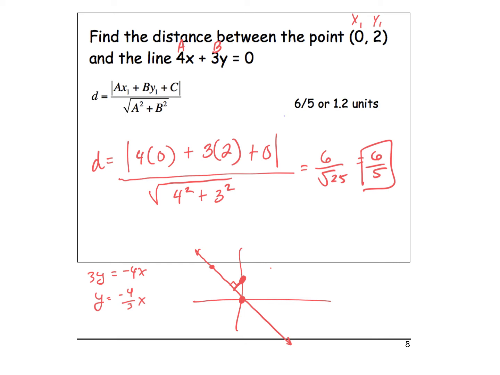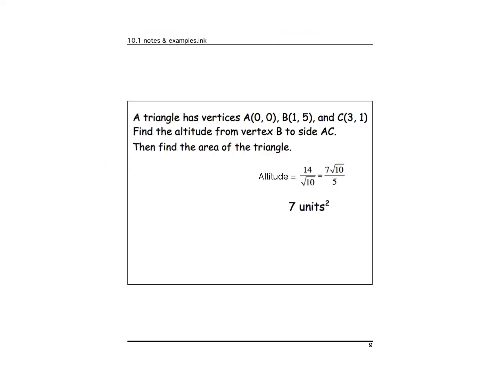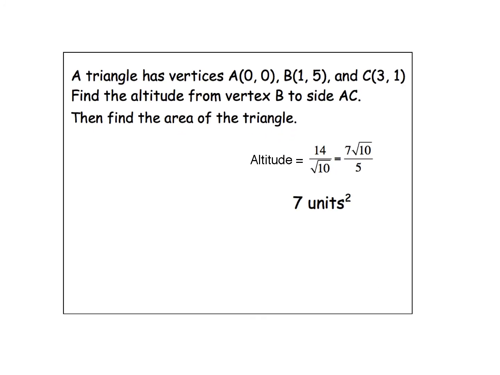All right. Last example for the lesson. It kind of ties a few concepts together here. And getting a picture will be helpful before we get started on finding those answers. So a triangle has vertices at A (0, 0), B (1, 5), and C (3, 1). Find the altitude from vertex B to side AC.